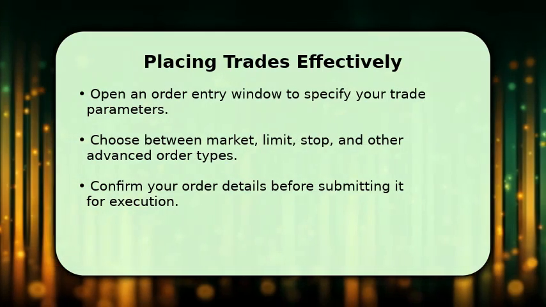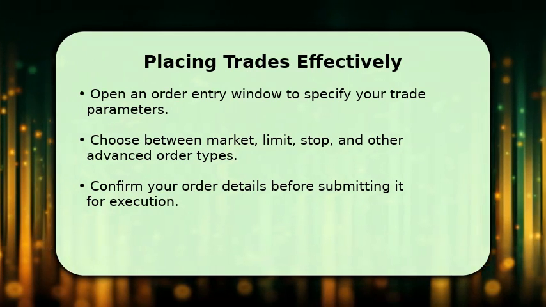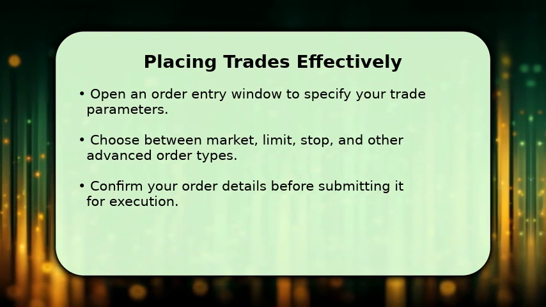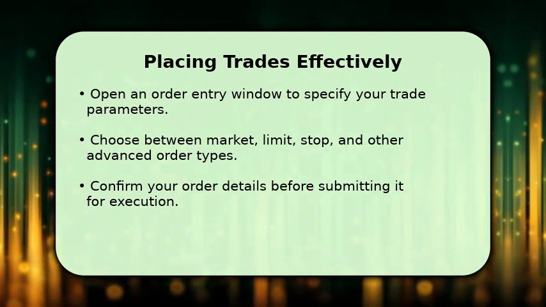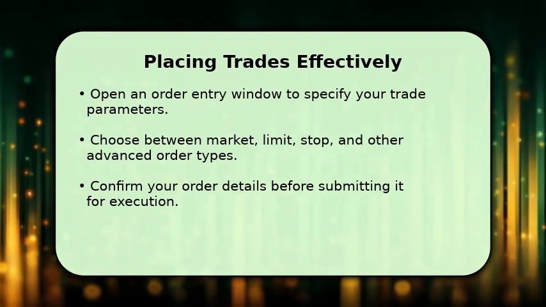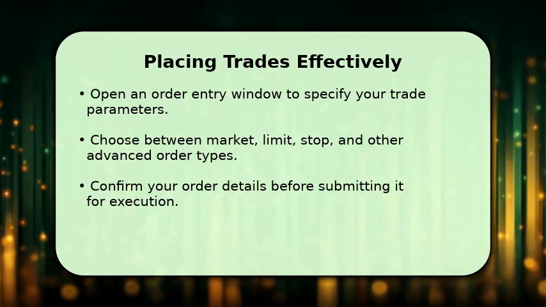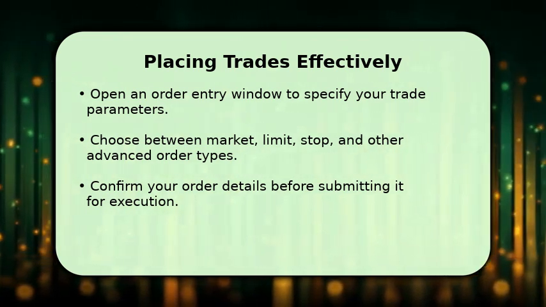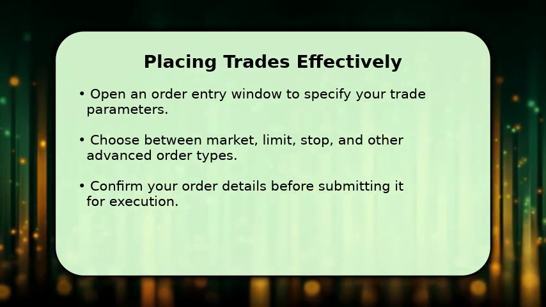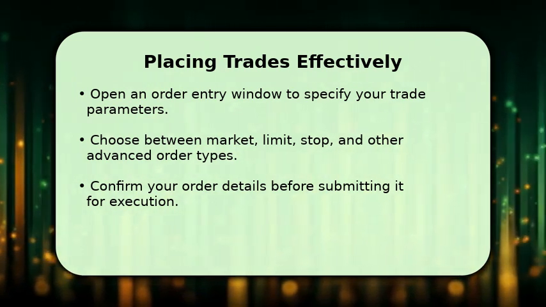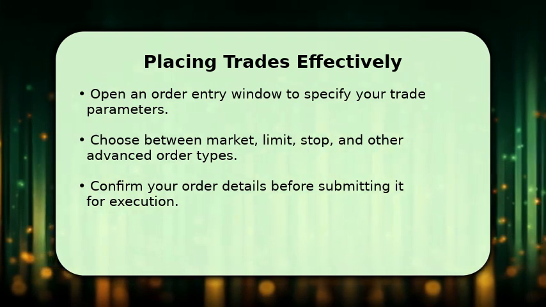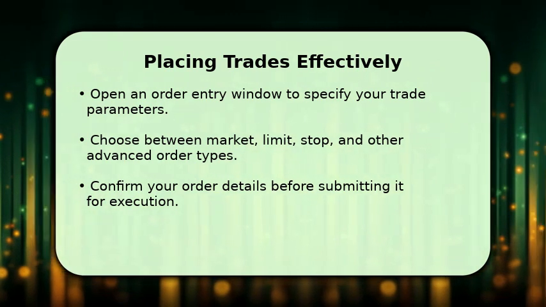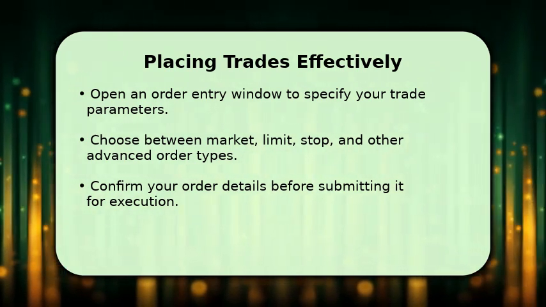Placing a trade is straightforward. Begin by opening an order entry window, where you can specify all your trade parameters, such as quantity and price. Interactive Brokers offers a wide range of order types. Choose between market, limit, stop, and more advanced options like bracket orders to suit your strategy. Always double-check and confirm your order details carefully before submitting it for execution to avoid any errors. This precision is key to successful trading.